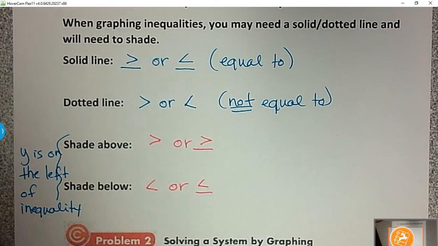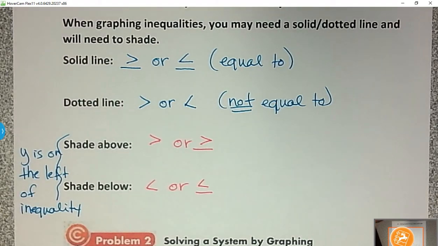Yeah, Jackson. So is it basically the same principle as graphing inequalities on a number line, where there's a solid dot versus an open dot? Yeah, it is. It's exactly the same. Okay. The only thing we've got different here is the shading. It's going to be above and below instead of left and right.